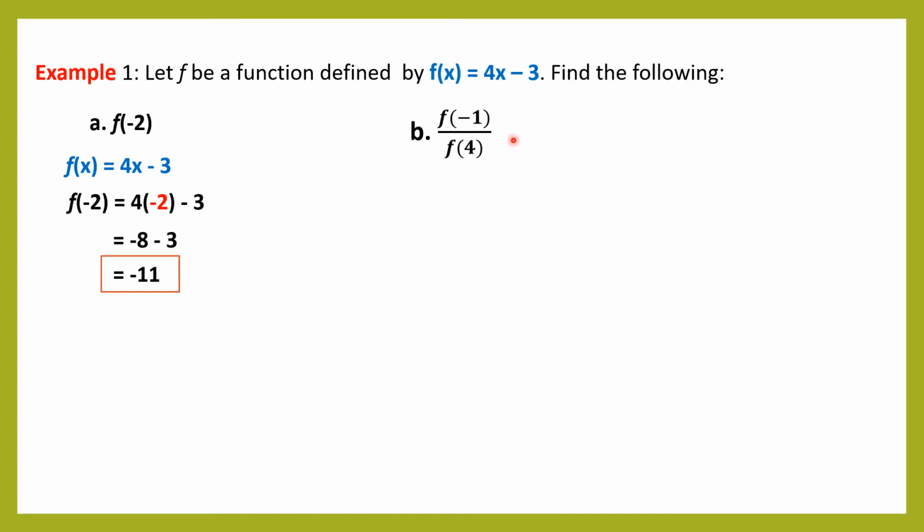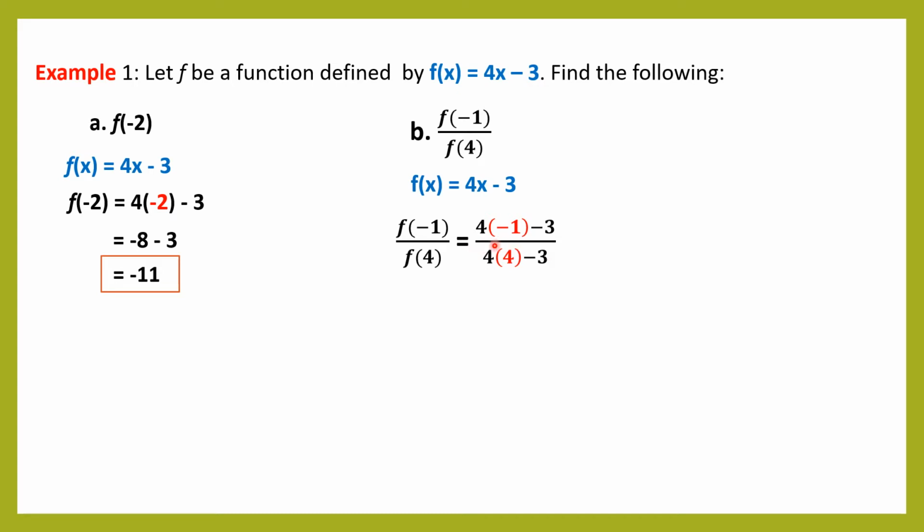Letter B, f of negative 1 over f of 4. So we'll have here numerator and denominator. Use the function f of x is equal to 4x minus 3. So we'll have here f of negative 1 over f of 4 is equal to 4. So, you just copy 4, and then yung x natin, value ng x natin dito ay negative 1, then minus 3. Sa ating denominator, ang value ng x natin ay 4. So, we'll have here 4 times 4 minus 3.